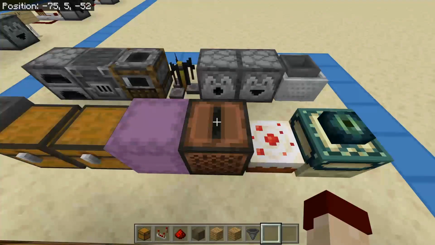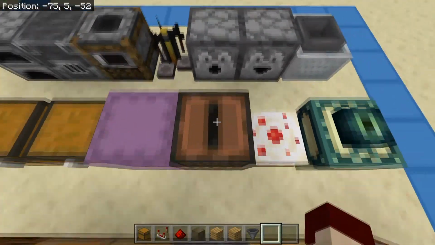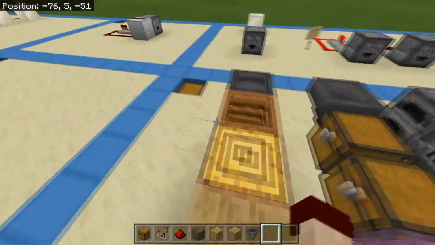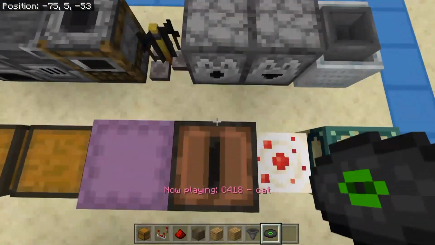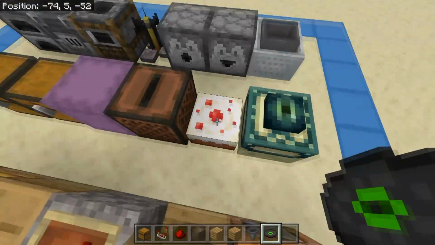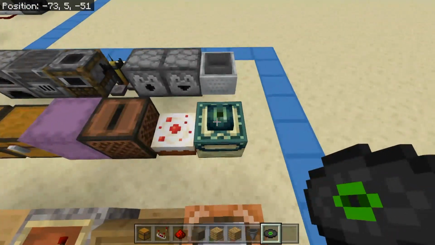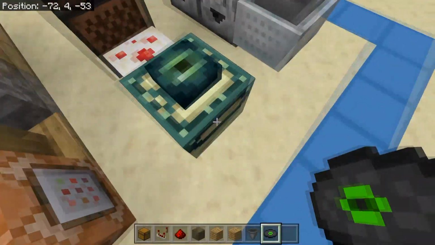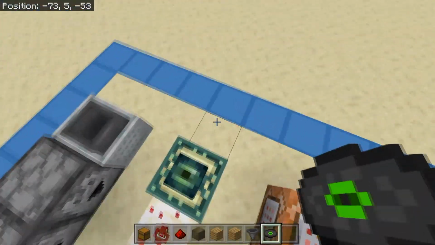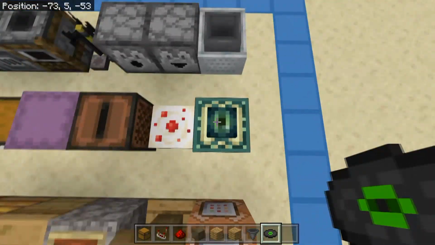Jukeboxes will compare and output signals depending on what record they are playing. So if you put in a certain record, it's going to output a certain signal. Cakes, depending on how much cake is there or not there. An end portal frame, or whatever this is called, will output a signal depending on whether it has an Eye of Ender in it or not.